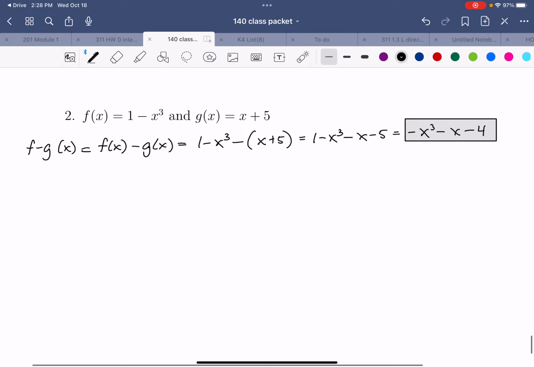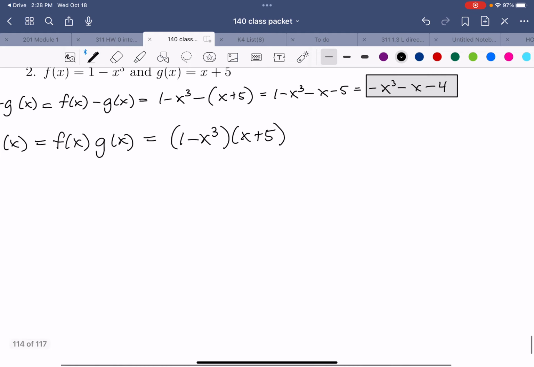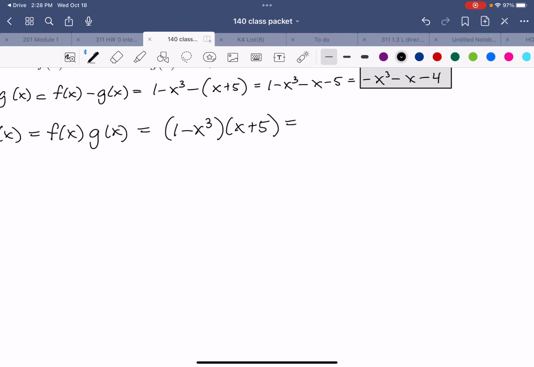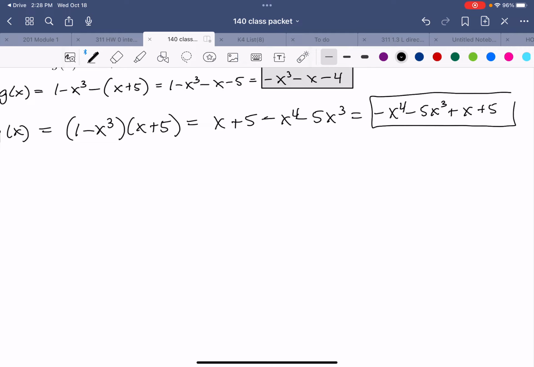Okay. Next, we're going to multiply them. (fg)(x) is f of x times g of x. So we're going to take our 1 minus x cubed, and we're going to multiply it by x plus 5. When we do that, we're going to FOIL this out. We're going to get x plus 5 minus x to the 4th minus 5x cubed. Put it in order. That's negative x to the 4th minus 5x cubed plus x plus 5. Convention is that we put the highest power first, so that's why we're doing that.